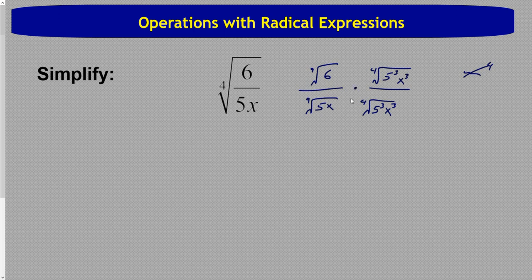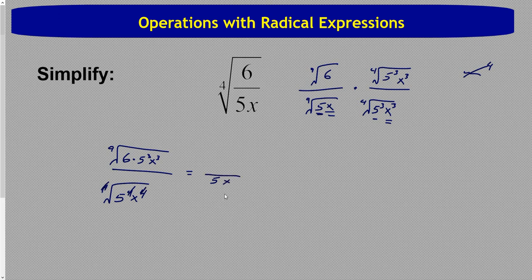So I'm multiplying by this, right? Let's jump down here. In the denominator, I have the 4th root of 5 times 5 cubed, which is 5 to the 4th. X times x cubed is x to the 4th. So that's the denominator. Then up top, I'm just going to have one radical: the 4th root of 6 times 5 cubed x cubed. If we look at the bottom, the 4th root of 5 to the 4th is just 5. The 4th root of x to the 4th is just x. So that entire denominator is now just 5x, which is good, because now I don't have any radicals down there.